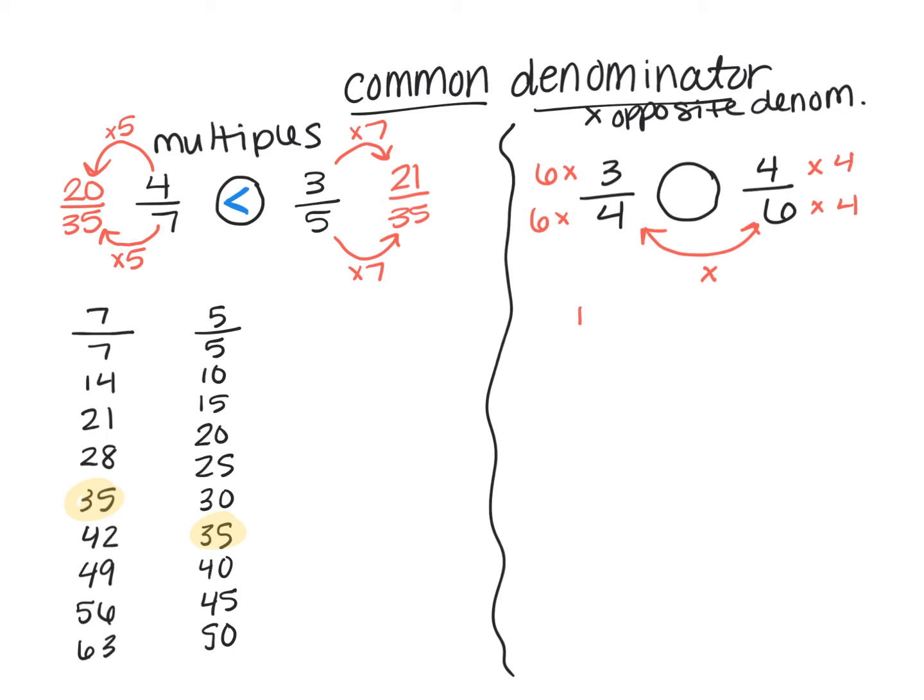And what I end up with is 18 over 24 and 16 over 24. Now the denominators are the same. I found a common denominator, and I can go ahead and compare my fractions. I know that 18 is greater than 16. So 18 24ths is greater than 16 24ths, which means that 3/4 is greater than 4/6.